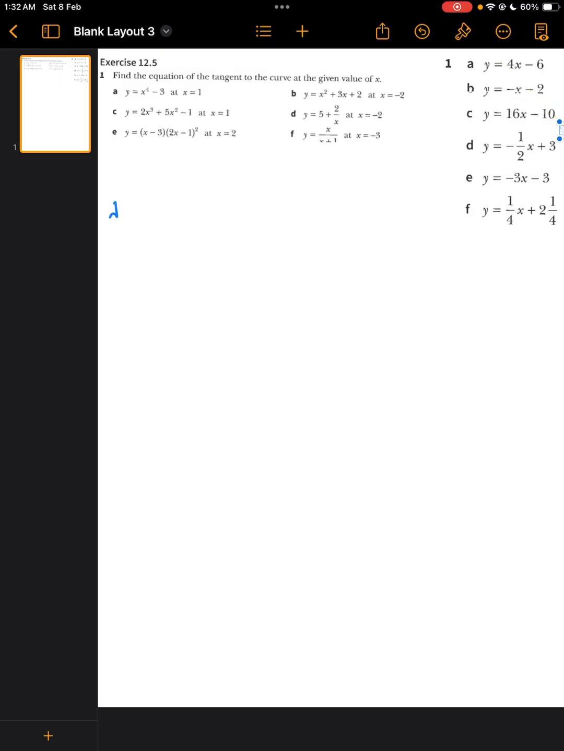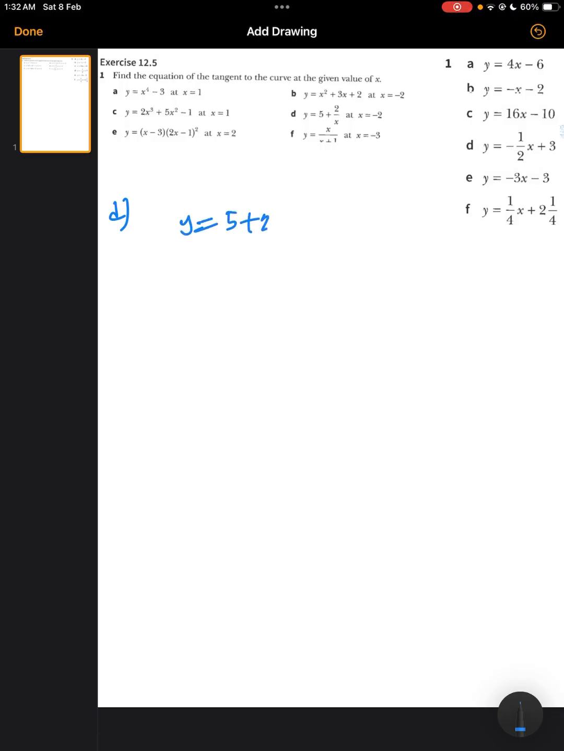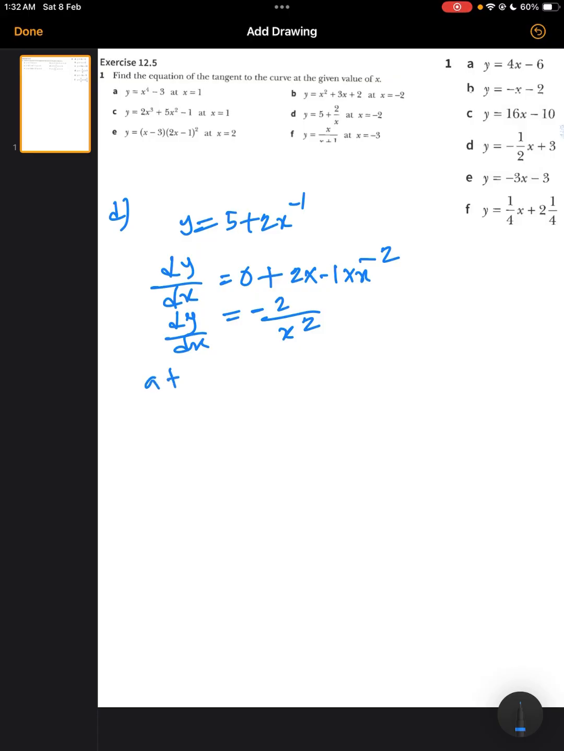Now question number D. Y is equal to 5 plus 2 times minus x at x equal to -2. So first differentiate the value of y. We'll get 0 here, and 2 times minus 1 times x to the power -2. So it would be minus 2 by x square, dy/dx. At x equal to -2, the value of m: -2 squared is 4, so -1 by 2.